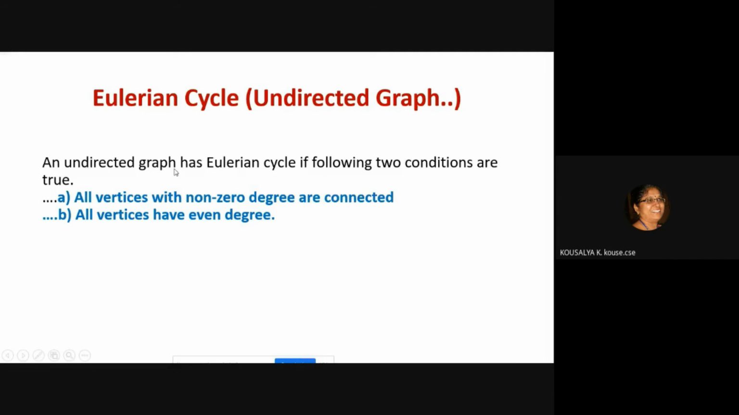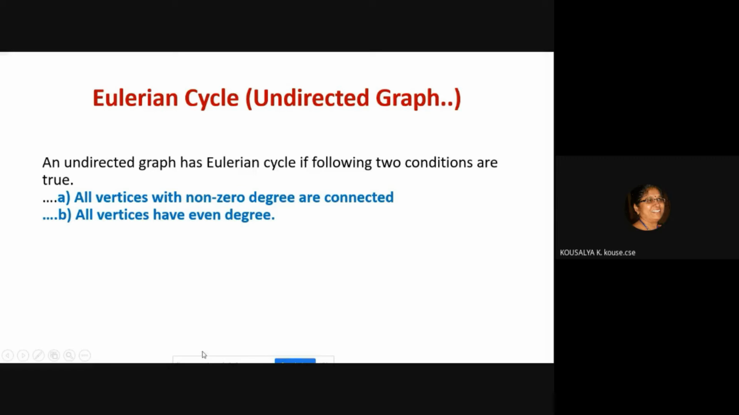An undirected graph has an Euler cycle if the following two conditions are true. All vertices with non-zero degree are connected, directly or indirectly. Then all vertices have an even degree. Zero degree is also considered even. So 0, 2, 4, 6, 8. If every vertex has an even degree and all vertices are connected, then you can identify that the Euler cycle is available.